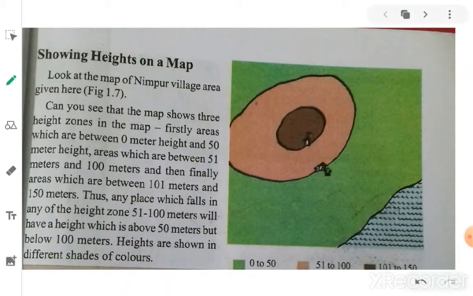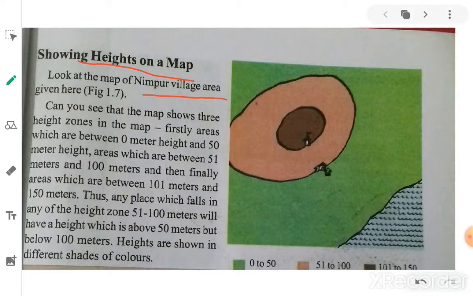Last session we studied how to measure heights on land. Now in this session I want to talk about showing heights. How will we show heights on a map? Heights of areas, such as hills, villages, a temple, and the highest point of the mountain. All of these I will cover in this session. Here a map is given, the Nimpur village map.